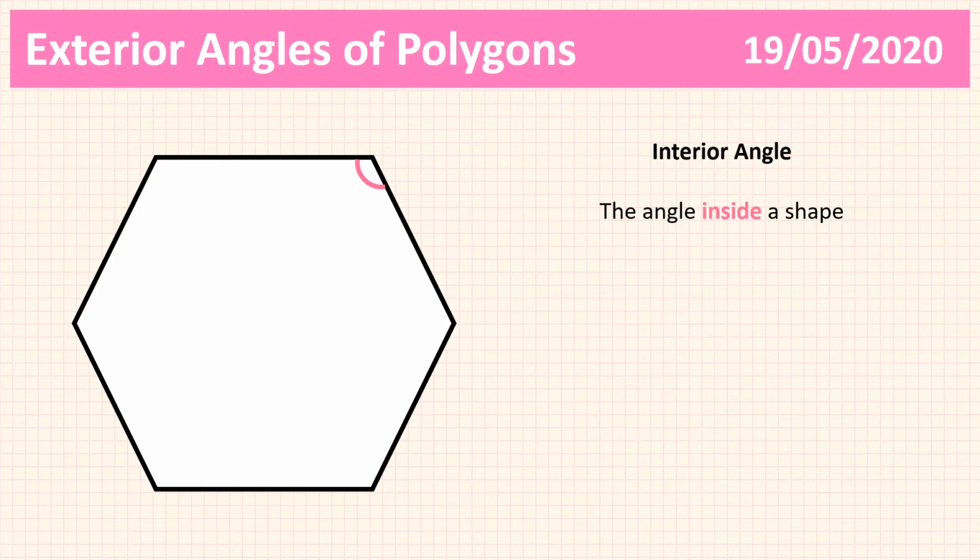And of course, when we looked at the sum of interior angles, we were looking at what all of the angles inside a shape need to add up to. So for example, in a triangle, they must add up to 180. In a quadrilateral, they must add up to 360, and so on as you go through different shapes. The other word you need to understand is an exterior angle.